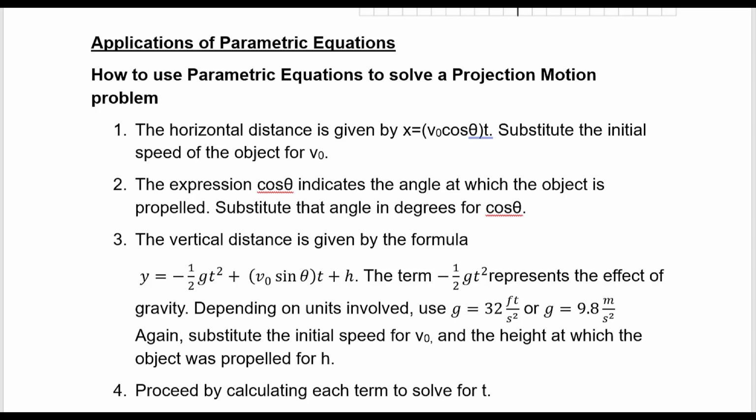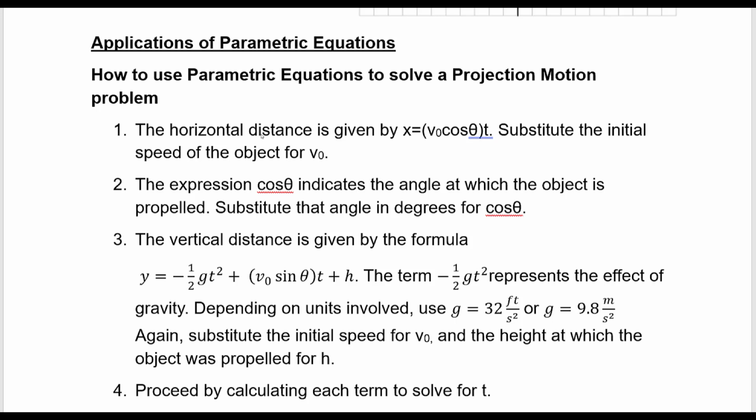Okay, we wrap this whole section up with applications of parametric equations: how to use parametric equations to solve a projectile motion problem. The idea here is instead of having y equals something in terms of x, we can come up with an equation for x so we know the horizontal change, and an equation for y so we know the vertical change. And we use another parameter like time.